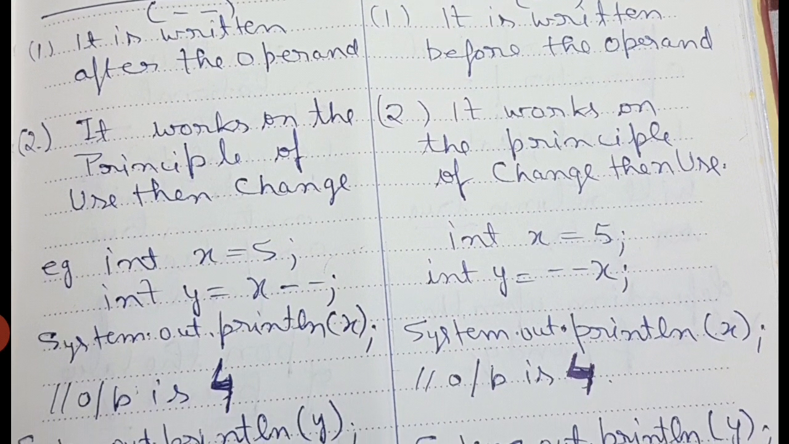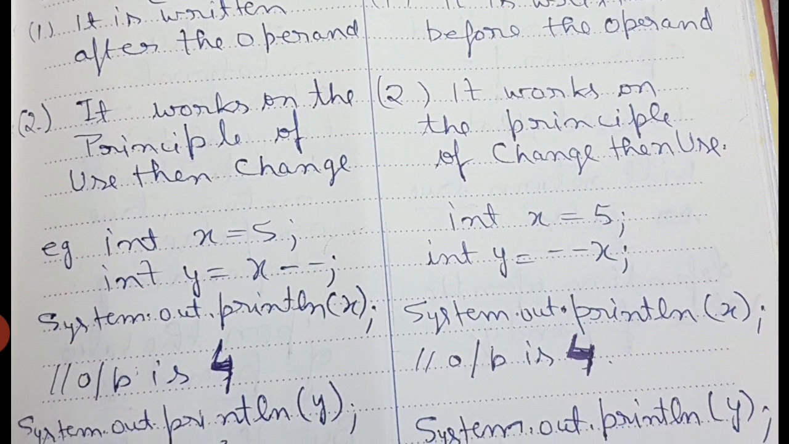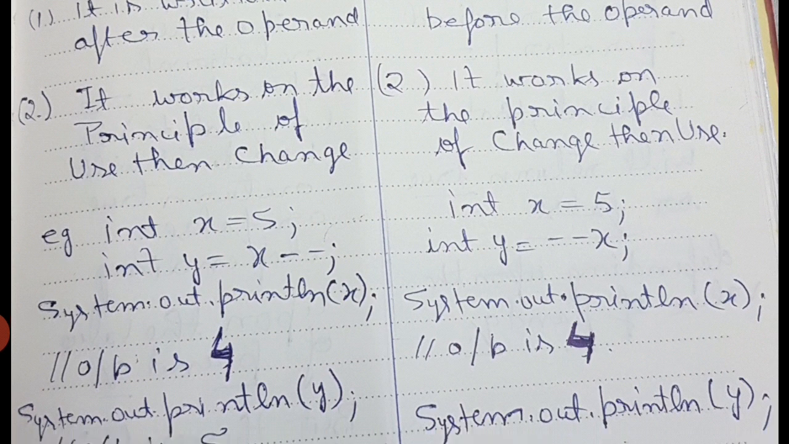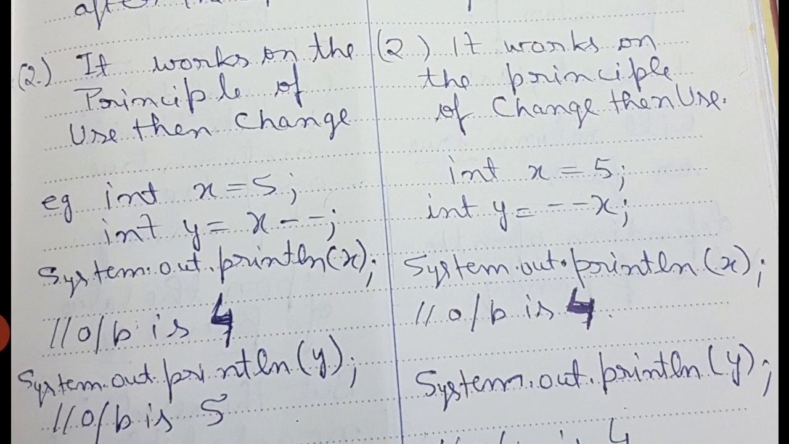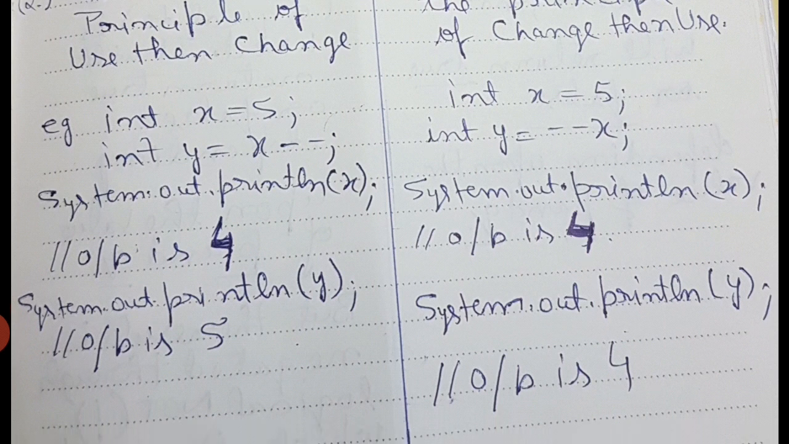Now we look at this side. Here prefix, so it is written before the operand, so --x will be there. So look at the example. Before that I want to tell you, it works on the principle of change then use. So here int x = 5, int y = --x, then System.out.println(x), output is 4, because x has been decremented. Now the same decremented value is assigned to y. So when we write System.out.println(y), that also gives the output 4. Alright, so both the times the output is 4.